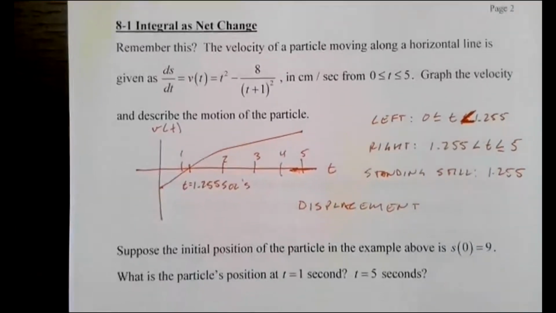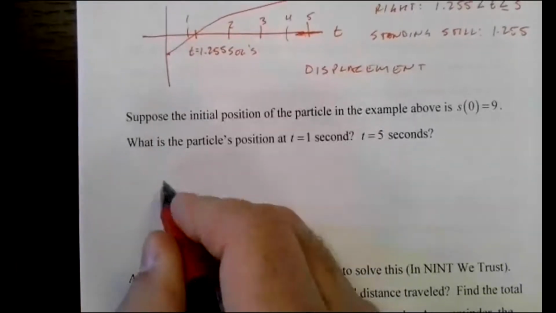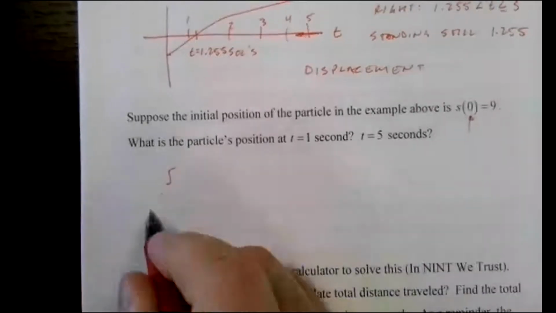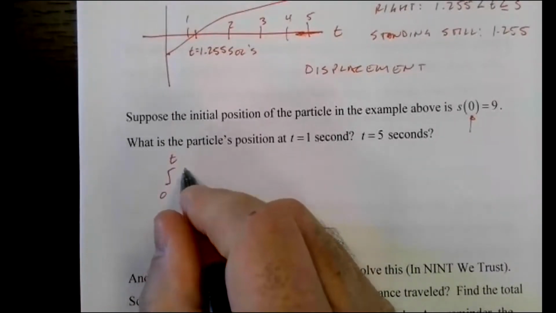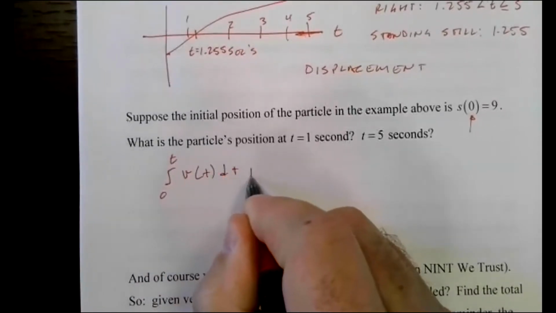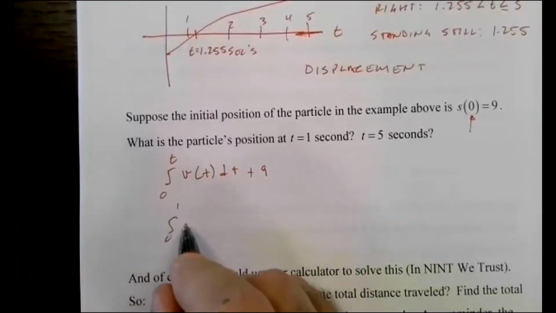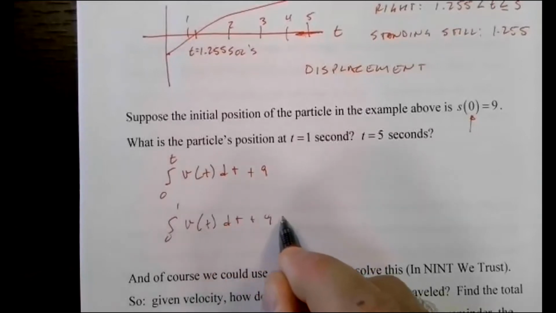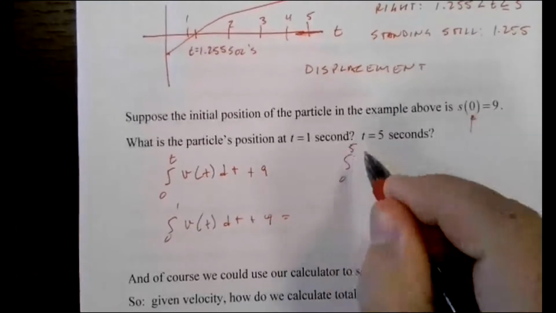All right, so now we do this fun stuff. Suppose the initial position is 9. So we say, oh, well, to find position, given time 0, 0 to t, and I'm going to be lazy. I'm just going to write the integral of v of t dt plus 9. So to find this, we just plug in 0 to 1. And we plug in 0 to 5.